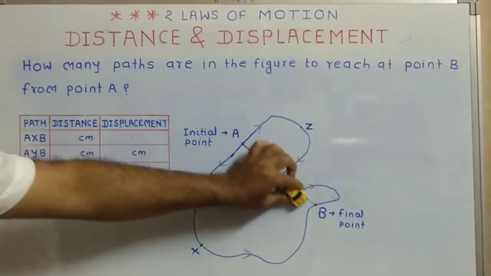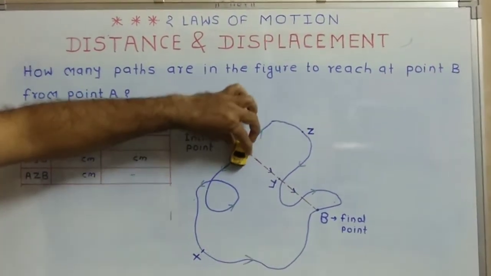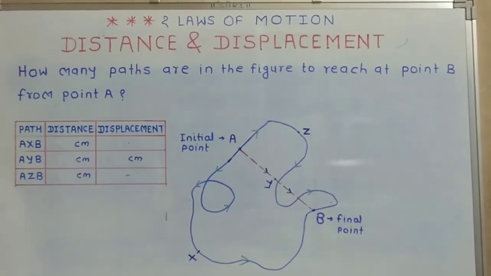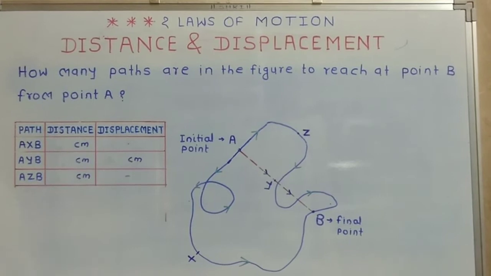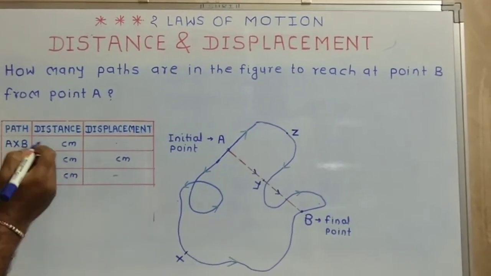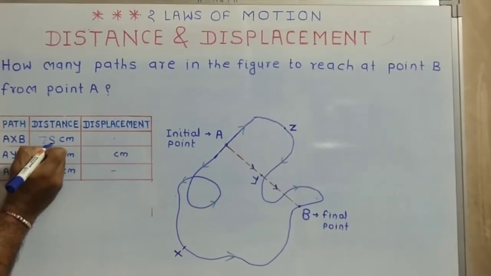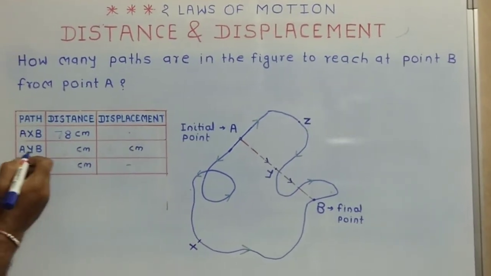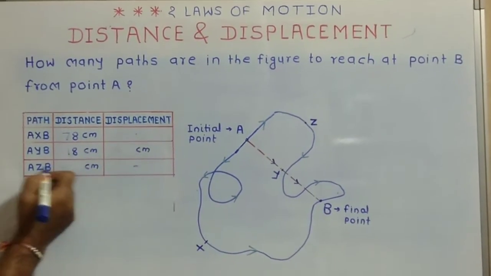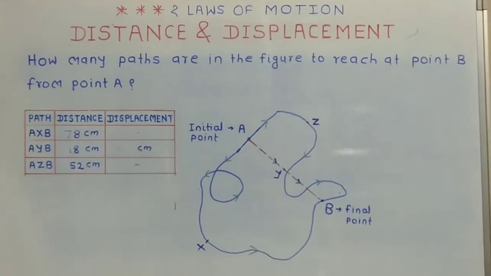Now suppose I am keeping the car here. The car can easily reach point B via this path and this path. Now suppose I am calculating the length of each path with the help of a thread and a scale. Then I found that the length of path AXB comes out to be 78 centimeter. The length of path AYB comes out to be 18 centimeter. And the length of path AZB comes out to be 52 centimeter.